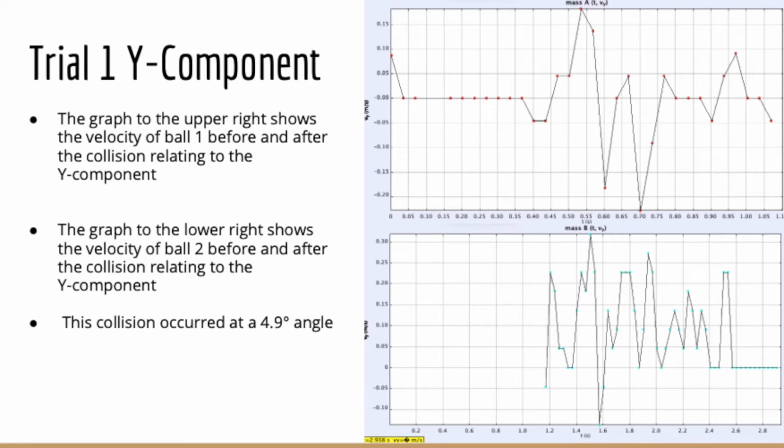The graph to the upper right shows the velocity of ball 1 before and after the collision relating to the y component. The graph to the lower right shows the velocity of ball 2 before and after the collision relating to the y component as well. The collision occurred at a 4.9 degree angle.